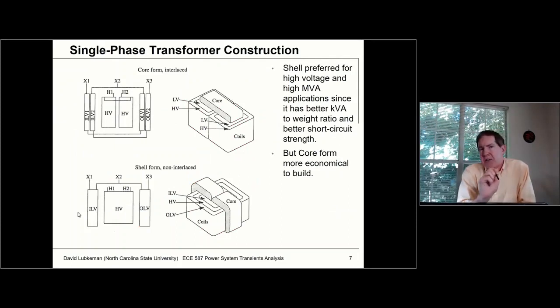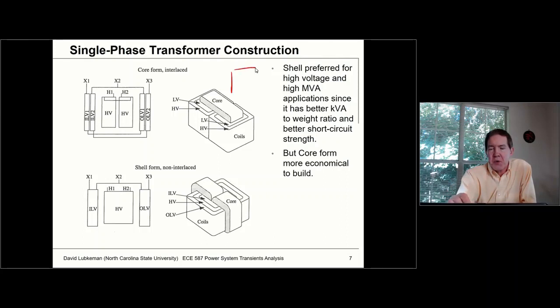Another thing you get into when you're doing this more advanced modeling is what's the core construction of the transformer. And this is actually going to make a difference when you do these more advanced calculations. There are two types of construction, what we refer to as the core form and the shell form. A lot of times when we're doing our analysis, we assume a core form.